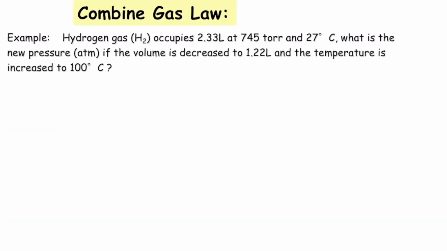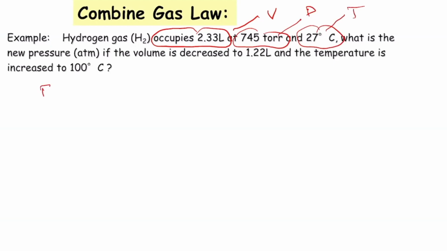Here's another example. Hydrogen gas occupies 2.33 liters. So that right there happens to be the volume. 745 torr is the pressure. 27 degrees Celsius is the temperature. What is the new pressure? Well, this is the new pressure, so we're looking at pressure 2. This is a condition 1, condition 2 problem. Why? Because you have one pressure at 745 torr, and now you're trying to figure out the second pressure. Whenever you have 2 variables in the problem, that's a condition 1, condition 2 problem. It's going to require the combined gas law.